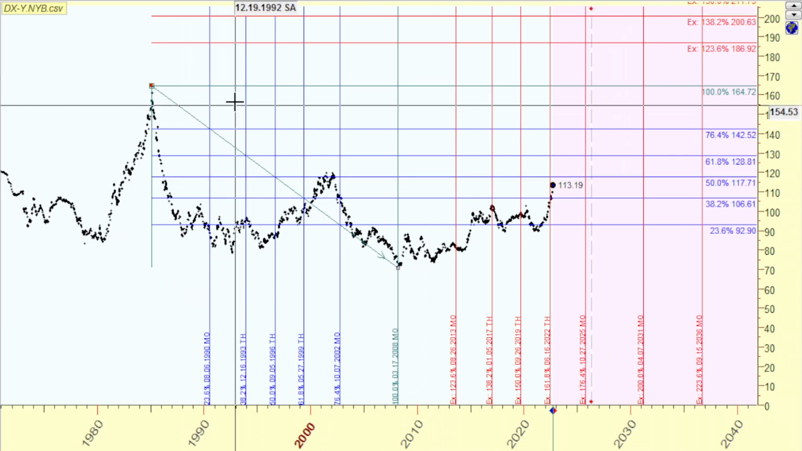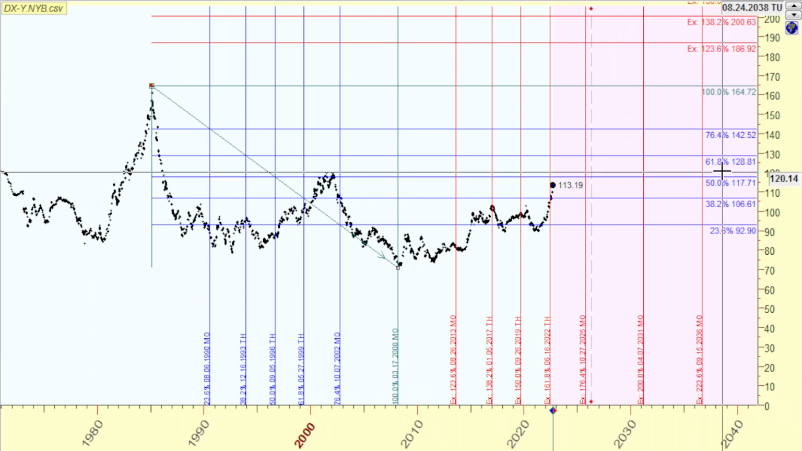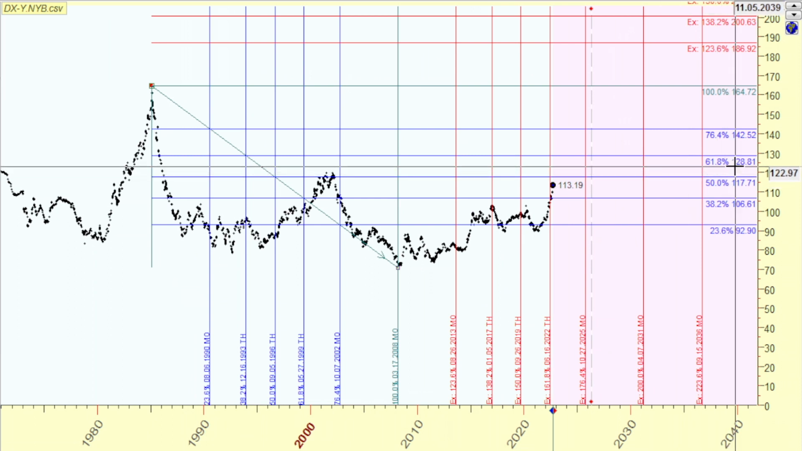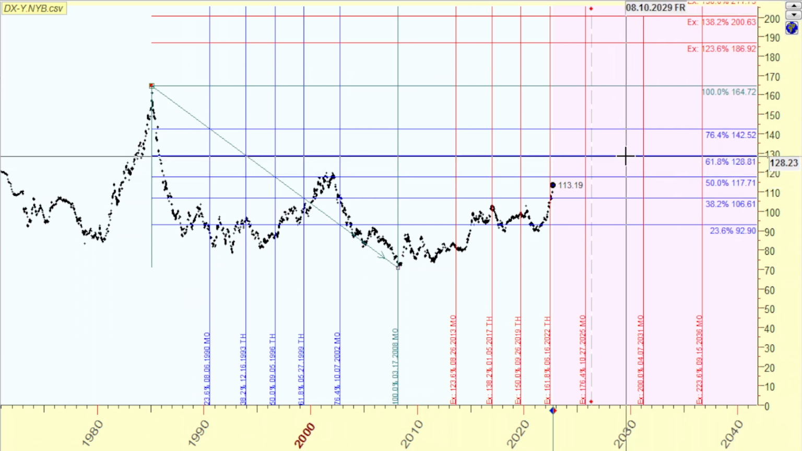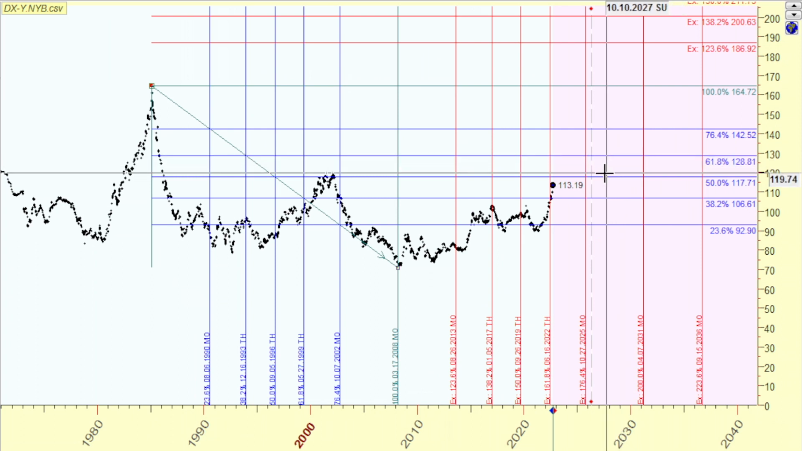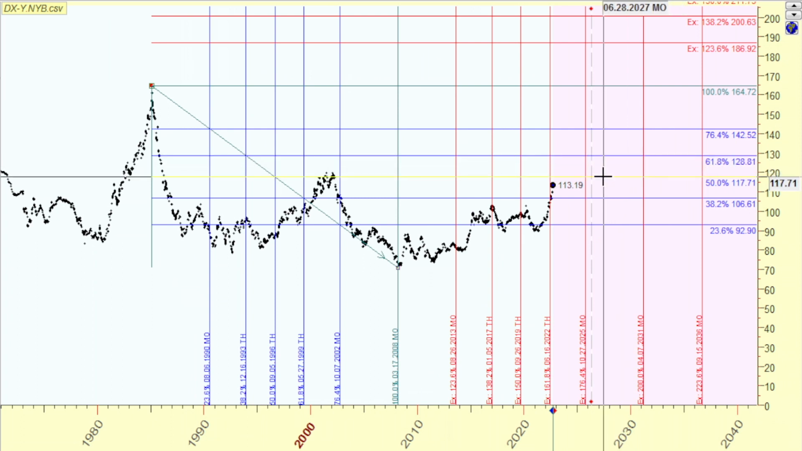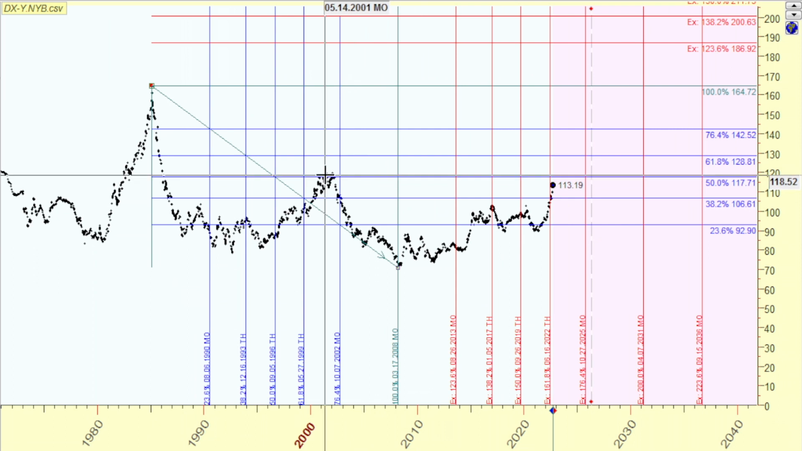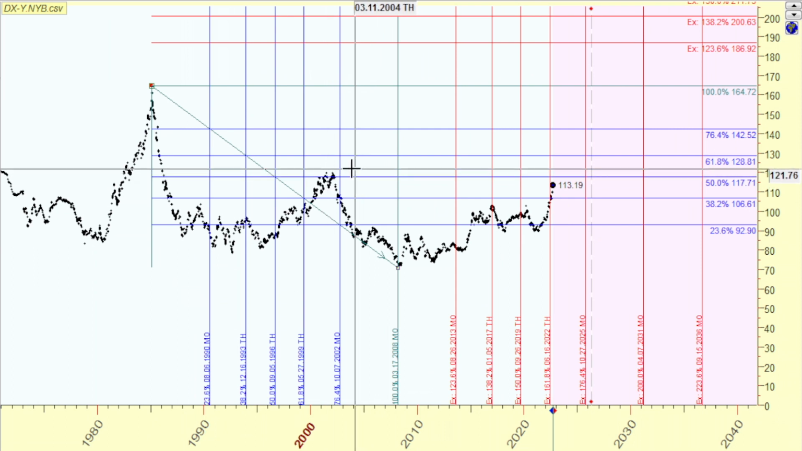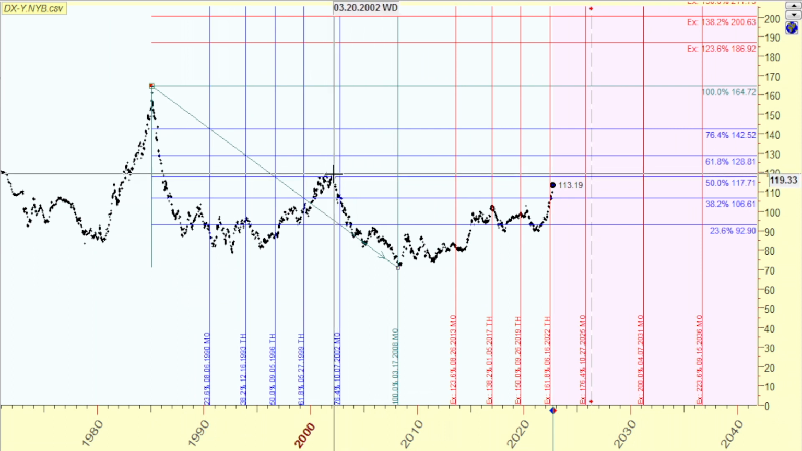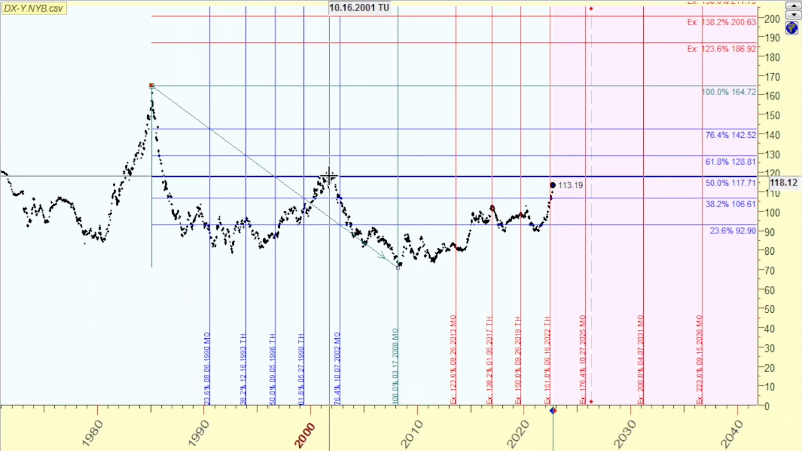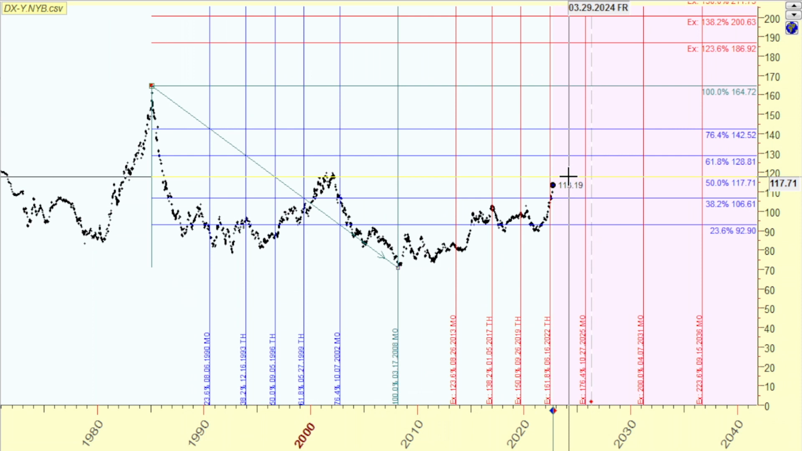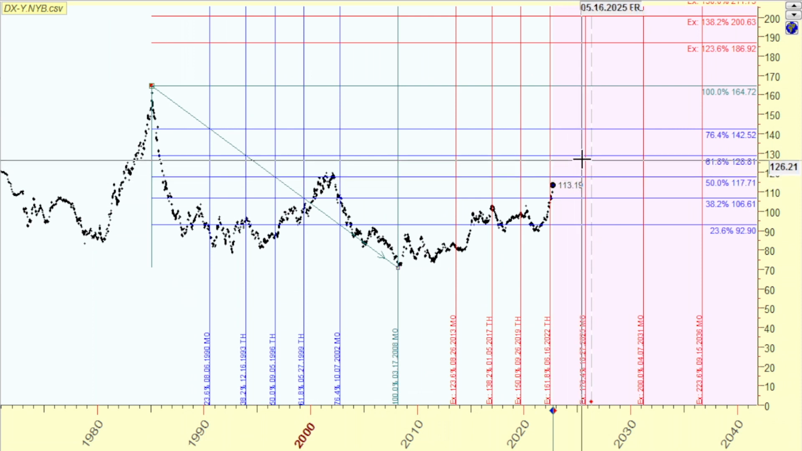Since this one goes a little higher, the 61.8 goes all the way to 128. So that's another area you want to keep an eye on. But if you look at the 50%, which is a 117, you can see that it kind of stalled around there in that area, using this data set. So these are the levels you want to watch: 117 and 128.